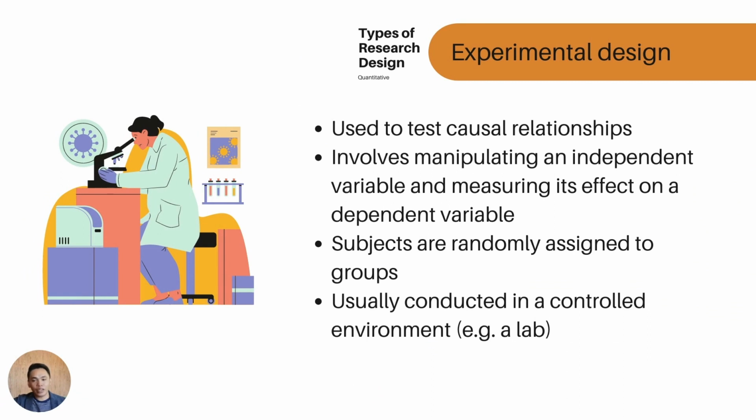Experimental research is often used where there is a time priority in causal relationship, that is, cause precedes effect. This involves manipulating an independent variable and measuring its effect on a dependent variable. Usually, subjects are grouped randomly and are usually conducted in a controlled environment, for example, in a laboratory.